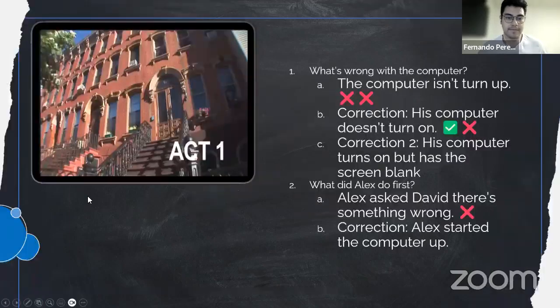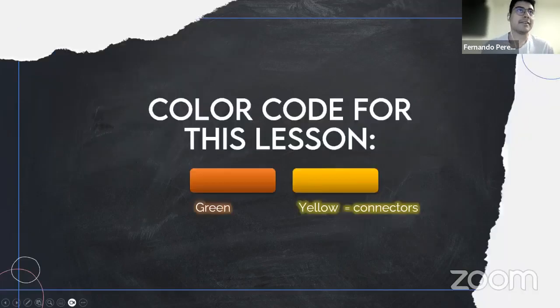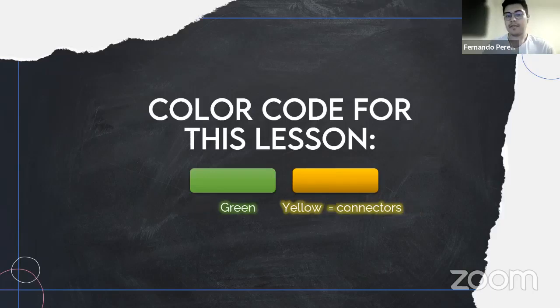Green, green, green, green, green. There we go. But teacher, this is orange. I know, sorry. Let me change it to color green. That's the color green. And this is color green. There we go. So, green for verbs and yellow for connectors.